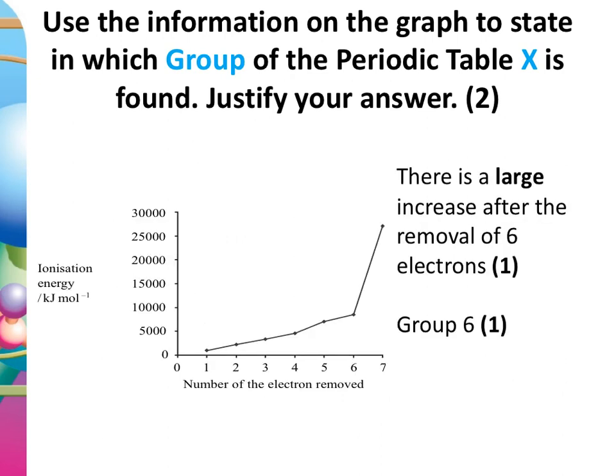So it's in group 6, and our explanation or justification for that is that there's a large increase after the removal of 6 electrons. So we've had to remove 6 electrons before we've had a large increase. That large increase is when we're dropping down to the next energy level. So we've had to remove 6 electrons before we've dropped down to the next energy level. So the element must have been in group 6.